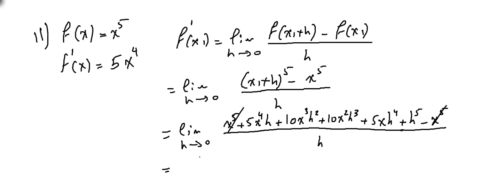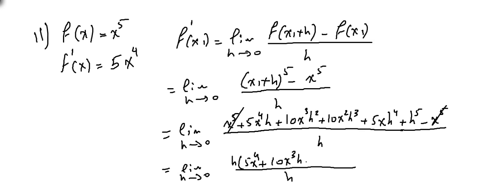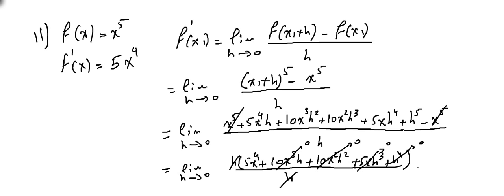If we take h common, the limit as h tends to 0, h is the common factor. The first term will be 5x to the power 4 plus all the other terms, where h will remain in them, because they have h to the power 2, h to the power 3 and so on. So we're left with h squared plus 5x h cubed plus h to the power 4. H cancels, and substituting 0 for h makes all these terms 0. What is left is only 5x to the power 4, and this is the correct derivative.